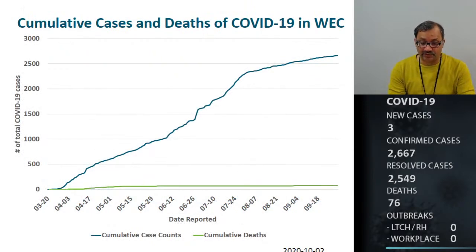This graph shows you the cumulative cases and deaths related to COVID-19 in Windsor-Essex. What you can see is the steepness of the curve, and the steeper the curve is, that means the cases are increasing at a rapid rate. But what we are seeing right now in the last couple of months is that it's increasing at a very steady pace, almost giving you the impression of the flattening of the curve that we can see here.